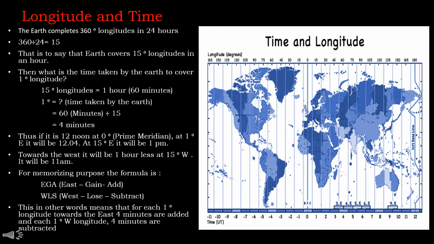For the purpose of memorizing, EGA and WLS formula is used. EGA stands for East Gain Add and WLS means West Lose Subtract. This, in other words, means that for each 1 degree longitude towards the east, 4 minutes are to be added, and each 1 degree longitude towards the west, 4 minutes are to be subtracted.